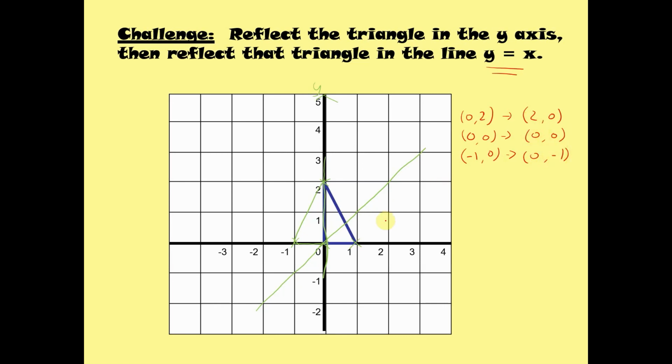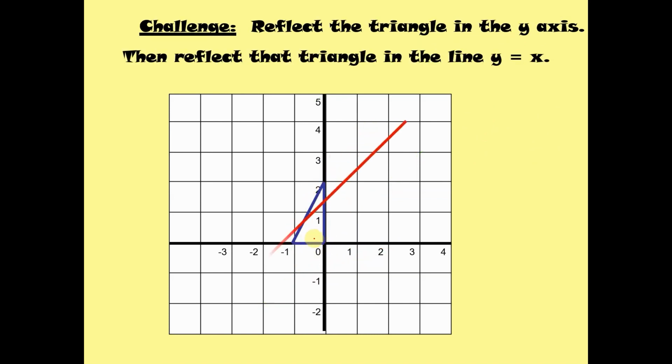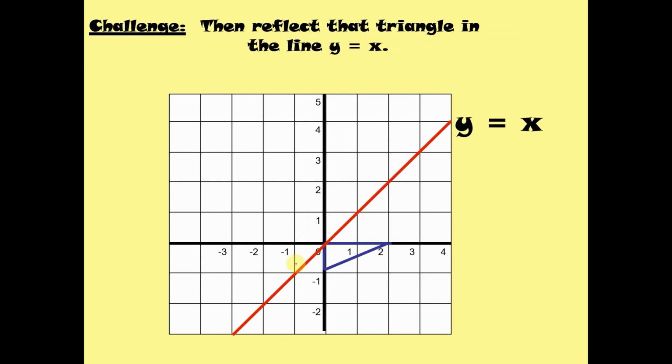So let's plot that. So 2 on the x and 0 on the y, which is there, 0, 0 over here, and 0, -1, which is here. And this is the reflected triangle of the green triangle. Okay, as you can see, as before, we have also these lines which are perpendicular to the line of symmetry. Okay, so this is the reflection in the line y is equal to x, which is that triangle.